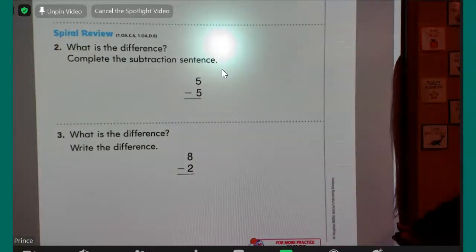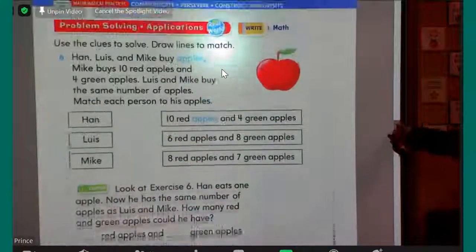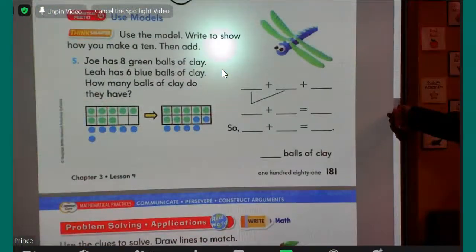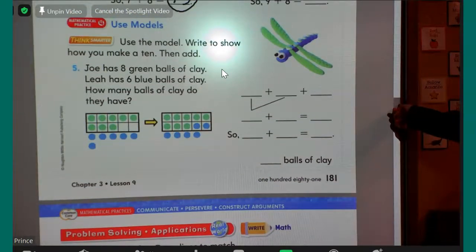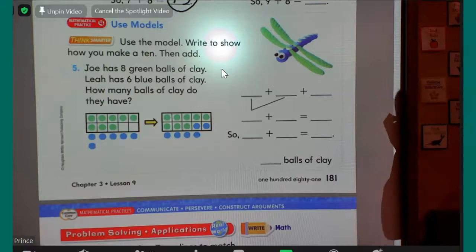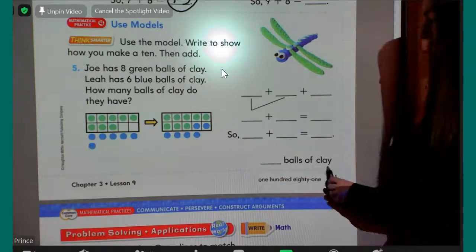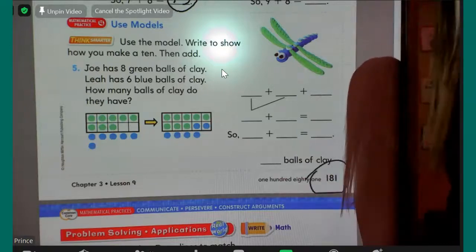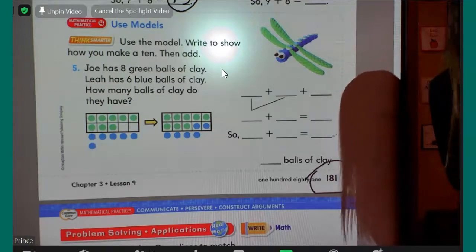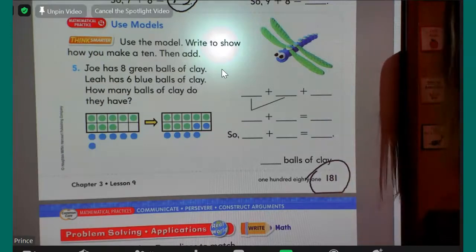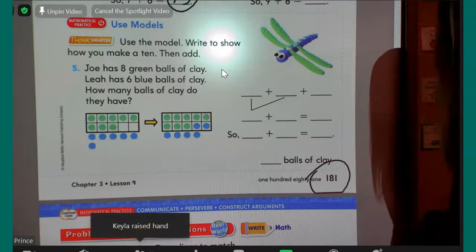So, because we do have time, I want to walk through one more of these problems, okay? We're going to do this one with the dragonfly on it, okay? Look for page 181. Can I have you raise your hand when you're on the pages, please? Good job, Keela.